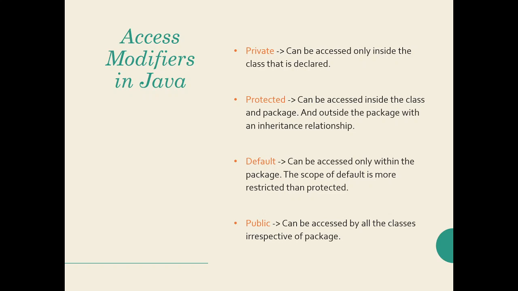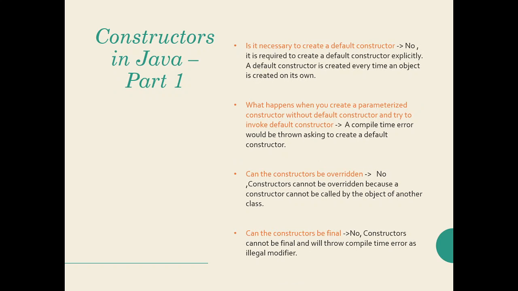One question you might get is, which is more restricted, default or protected? The default is more restricted. Why? Because protected can be accessed outside the package when you have an inheritance relationship, but default can be accessed only inside the package. And public, you all know, can be accessed across all the classes.